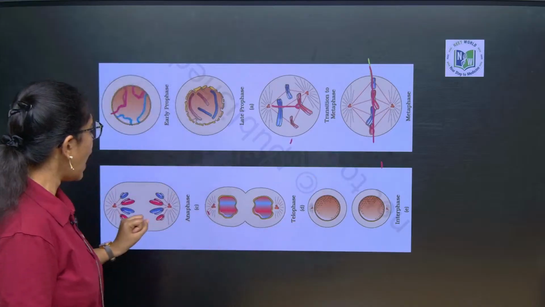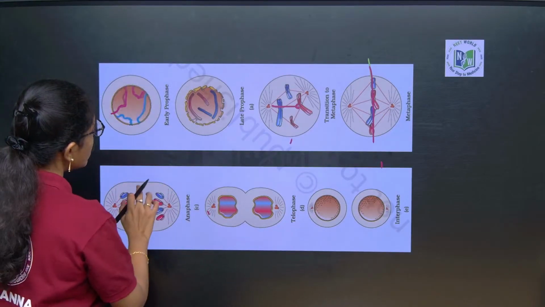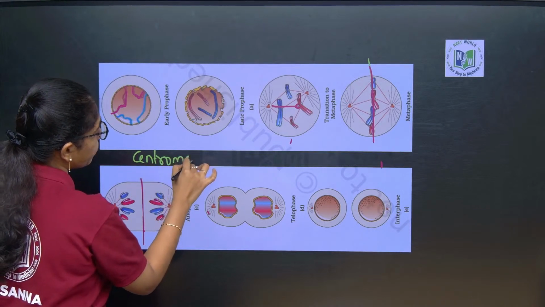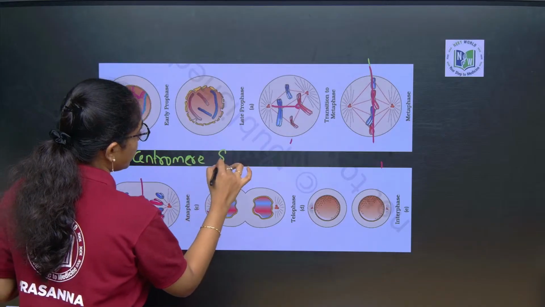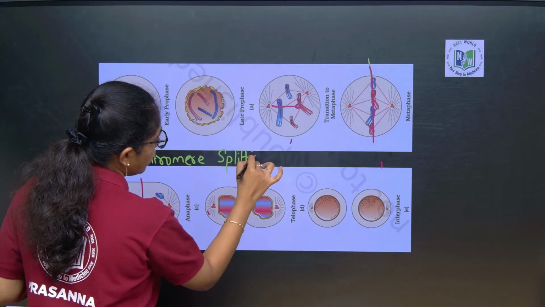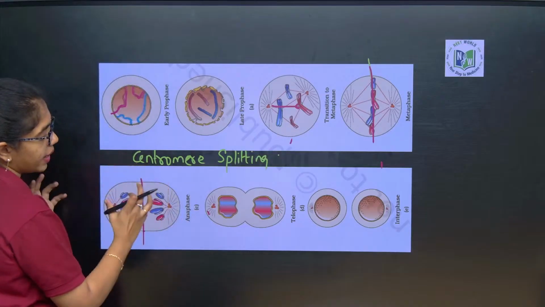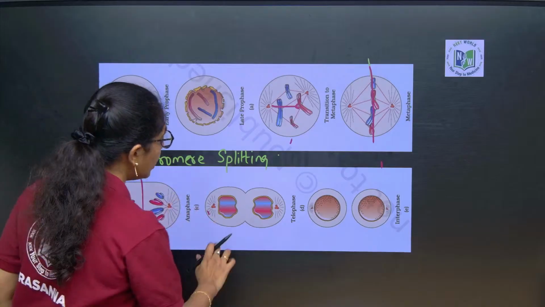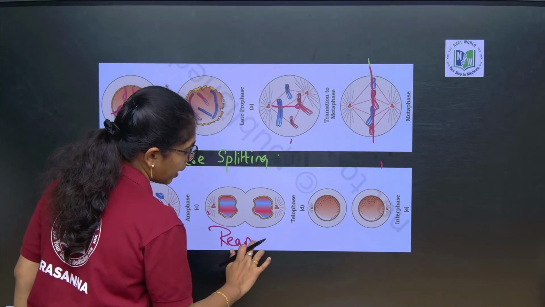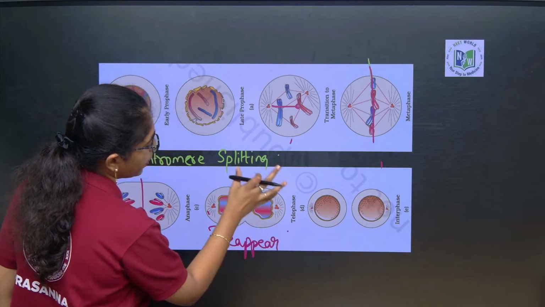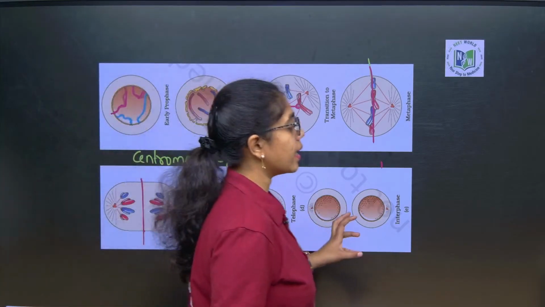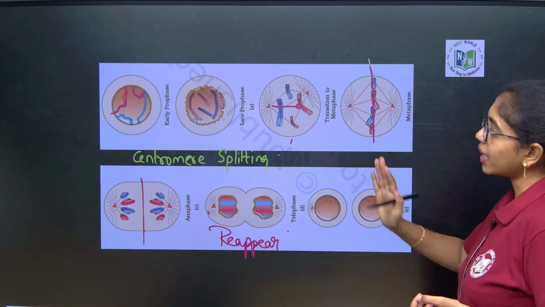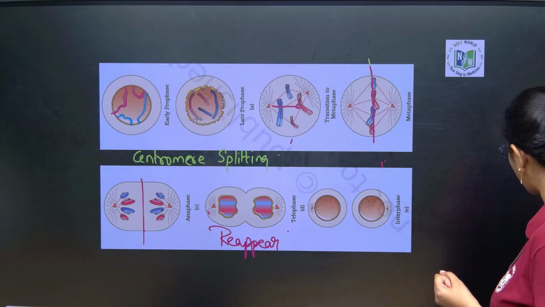Then coming to anaphase, what happens? Centromere splitting takes place during anaphase. And then in telophase, the nuclear membrane and nucleolus will reappear. Fine. And later cytokinesis will happen. So, these are the different events of karyokinesis that you have to fix in your mind.